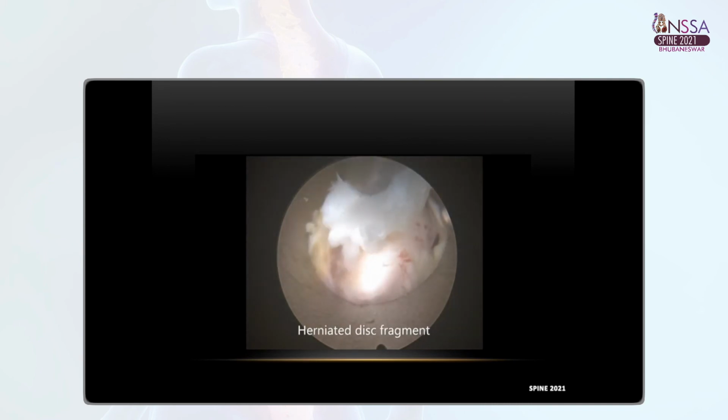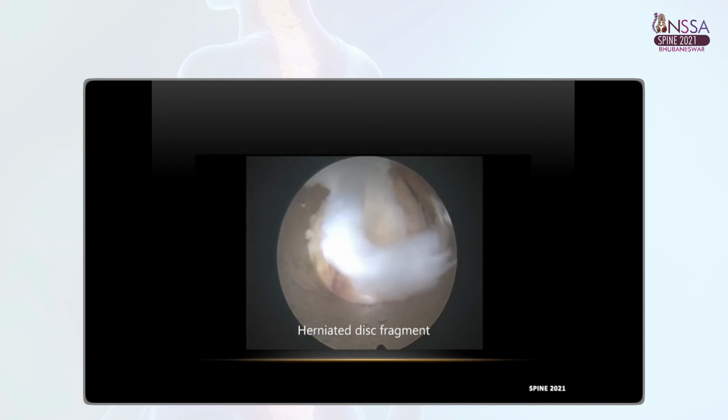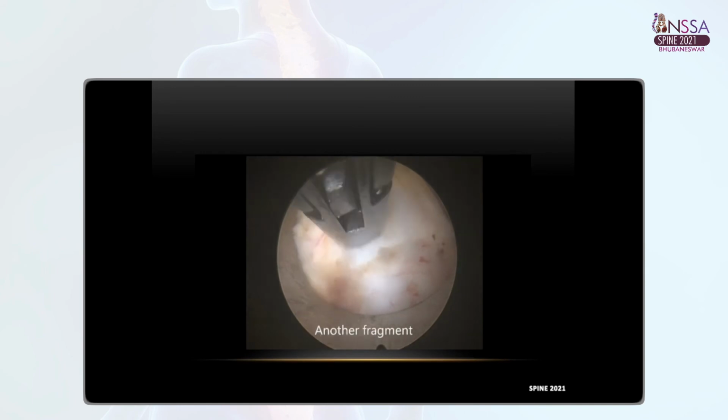And just look at the clarity of vision, the ease at which we are able to remove the herniated disc fragment. The nerve root has been retracted by the cannula outside that we can see of the endoscope, and we still see the bulge over there. So the small forceps was used to remove the second disc also.